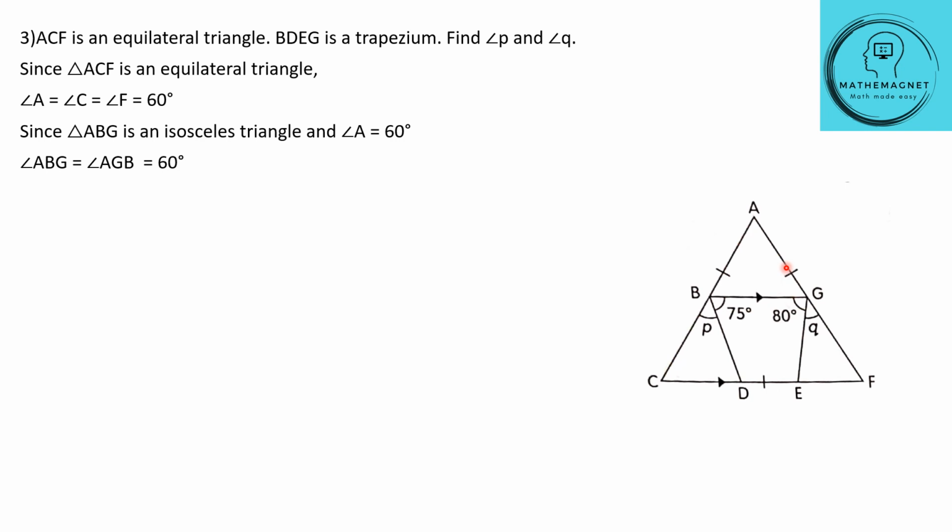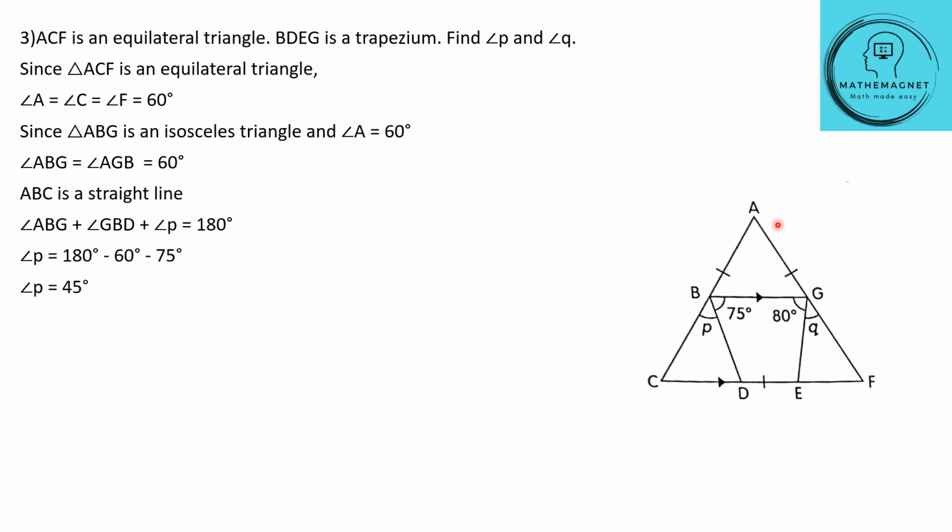Okay. Now let's consider ABC as a straight line. So now in this straight line, angle ABG plus 75 degrees plus P will be equal to 180 degrees. This is the property of a straight line, any point on a straight line. So now we know angle ABG plus GBD plus angle P is equal to 180 degrees. So angle P will be equal to 180 minus 60 minus 75, which is equal to 45 degrees. So we found angle P as 45 degrees.